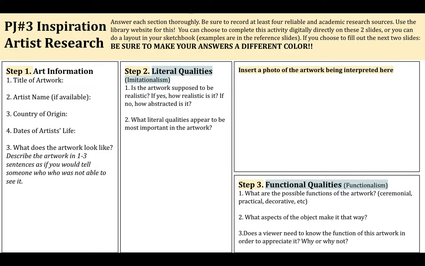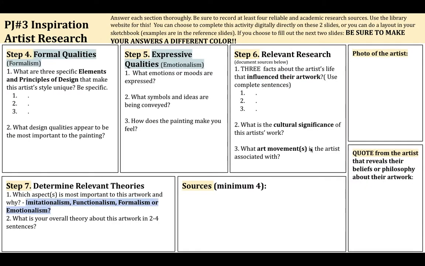Is the fact that this object is a book, or the fact that this object is a decorative piece, the most important part of it? Okay, so then back to step 7, number 1, formalism, step 4. Is formalism the most important part: the elements and principles and the design qualities the artist uses? Is that the emphasis that the artist wanted you to get out of this artwork?